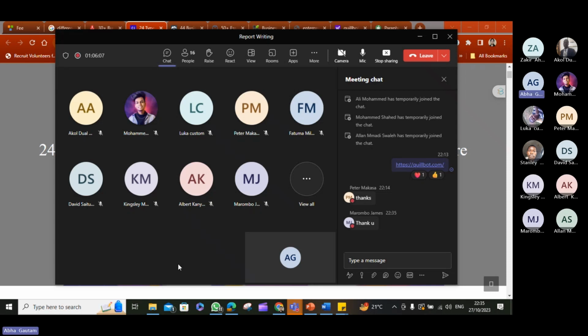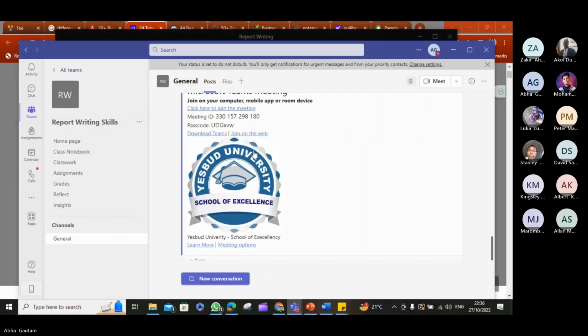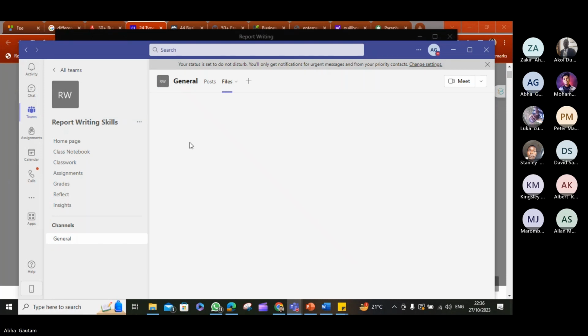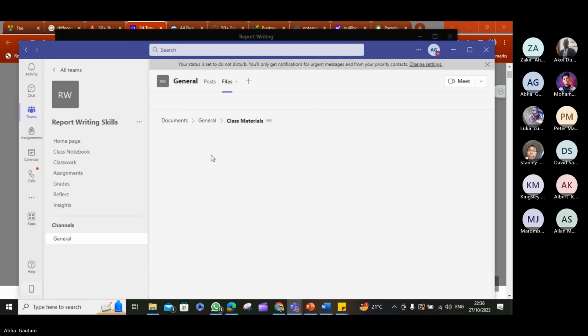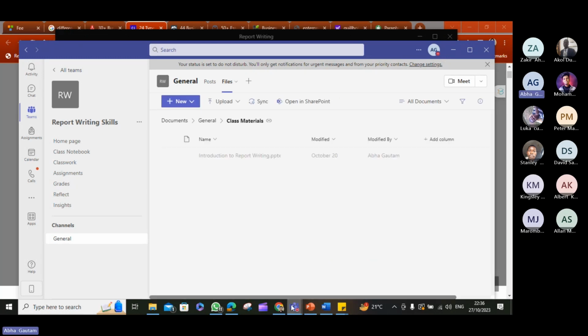I'm sharing the content as some of you have asked. I'll share the content, and in fact it is there in this general file section, classwork, so you can go through it. I'll upload it in a bit. This was class 1, and class 2 I'll upload in a bit.